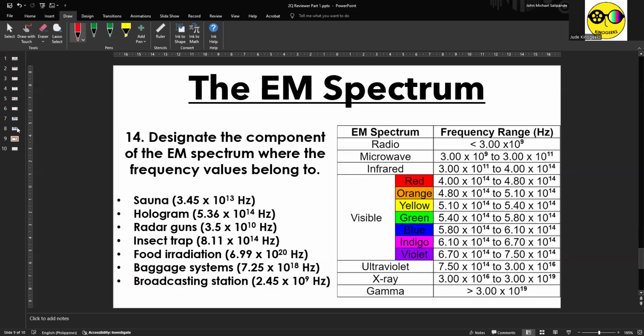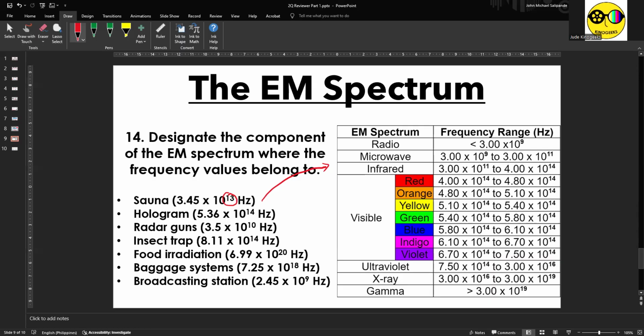So let's start with sauna. For sauna, it's 3.45 times 10 to the 13 hertz. The exponent is 13, and it belongs in the infrared region because in the infrared region, the range is 3 times 10 to the 11 to 4 times 10 to the 14 hertz.